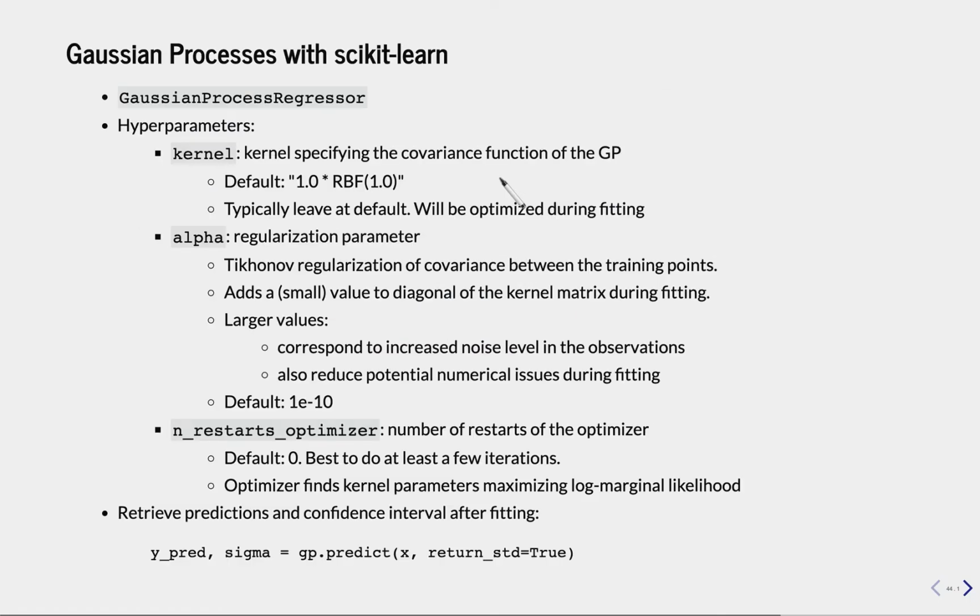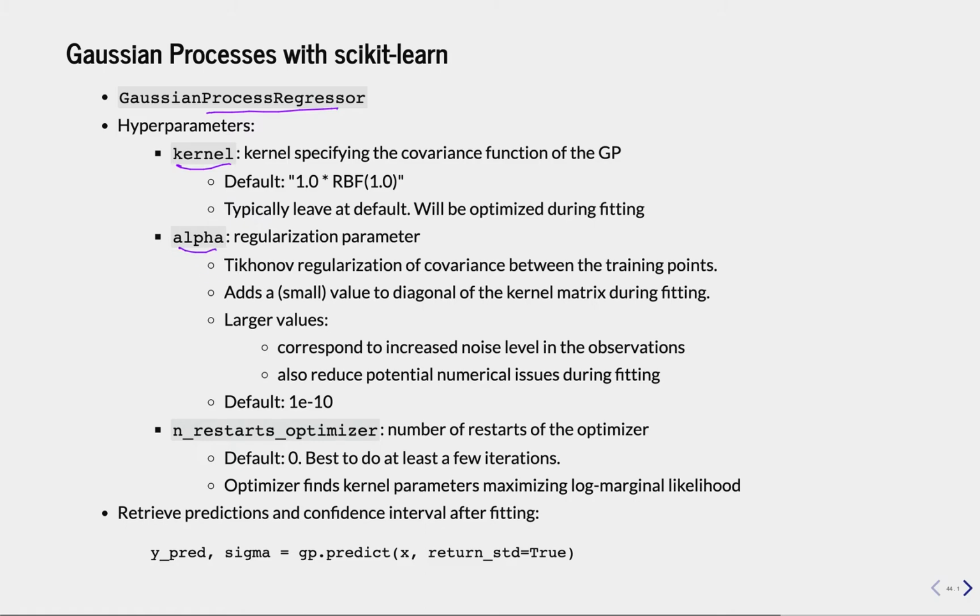Okay, you can also use scikit-learn to build Gaussian processes. For that, you can use the Gaussian process regressor. Again, you have to choose a kernel, and you can again choose from a range of different ones. You have to choose your alpha.